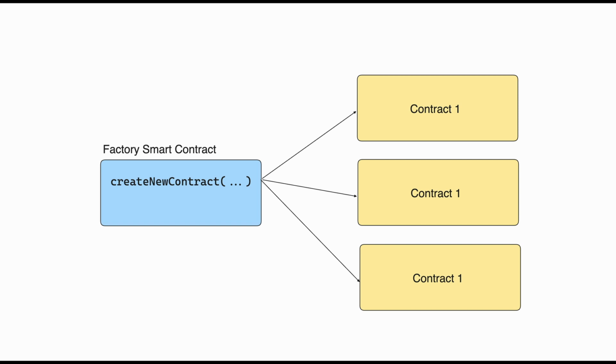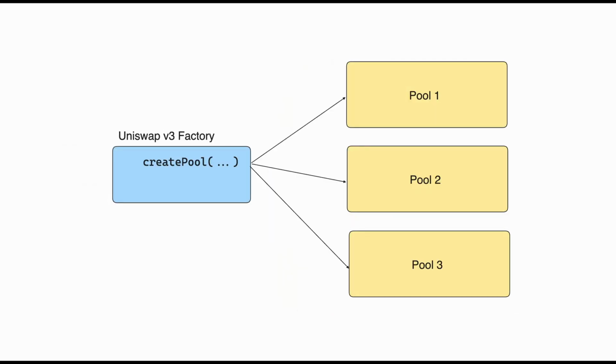Factory pattern is widely used in DeFi applications. This pattern deploys a main smart contract called the factory contract. The factory contract contains a special method that deploys a new smart contract every time it is executed. For example, in the Uniswap v3 protocol, every time a new pool is created, a smart contract is deployed to the blockchain. This way, Uniswap saves gas fees and automates the process of creating new pools on-chain.